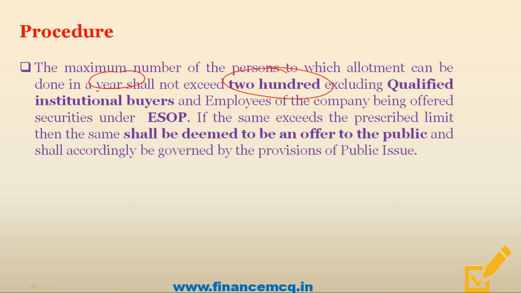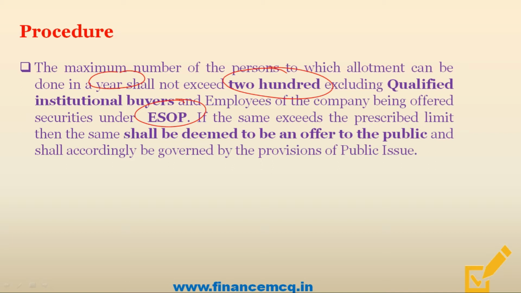So friends, what are qualified institutional buyers? Friends, qualified institutional buyers are investors having expertise to evaluate and invest in capital market, and friends, these are given some extra privileges by SEBI under SEBI rules, and examples include public financial institutions, scheduled commercial banks, foreign institutional investors or venture capital funds, and friends, even pension fund or provident fund with minimum corpus of 25 crores are also qualified institutional buyers. And friends, even employees of the company being offered securities under ESOP will also not be calculated within the limit of this 200.